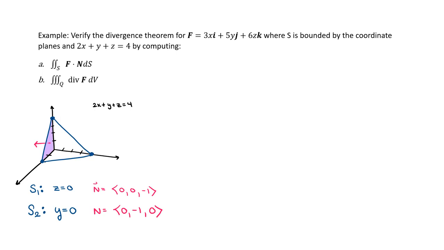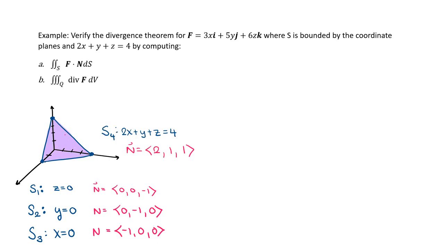The second surface we're going to consider would be my xz plane. So that is the plane y = 0. And again, I want my normal vector to point away from the surface, outward. So my normal vector for that surface would be <0, -1, 0>. My third surface is the plane x = 0. Again, that normal vector is pointing outward, so <-1, 0, 0>.